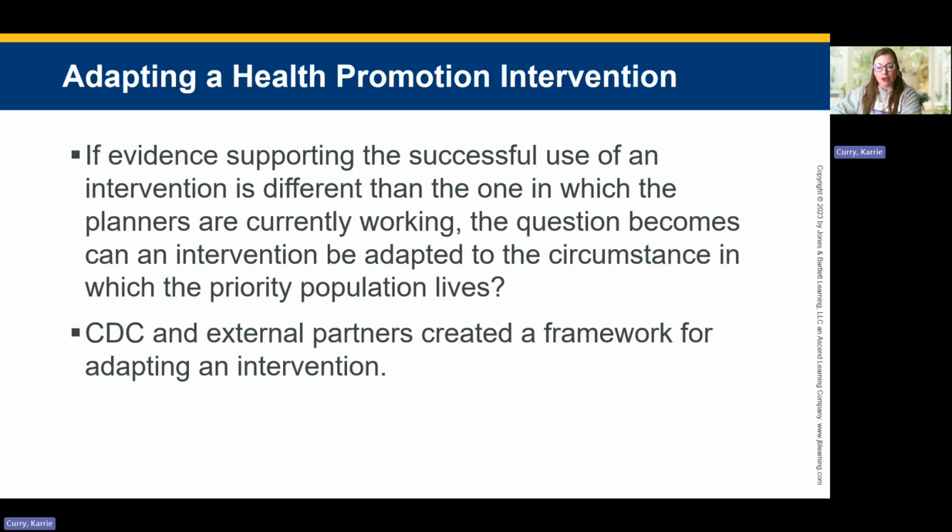When contexts differ, the question shifts from does this intervention work to can it be adopted or adapted responsibly? Adaptation asks for whom an intervention works, under what conditions, and why.